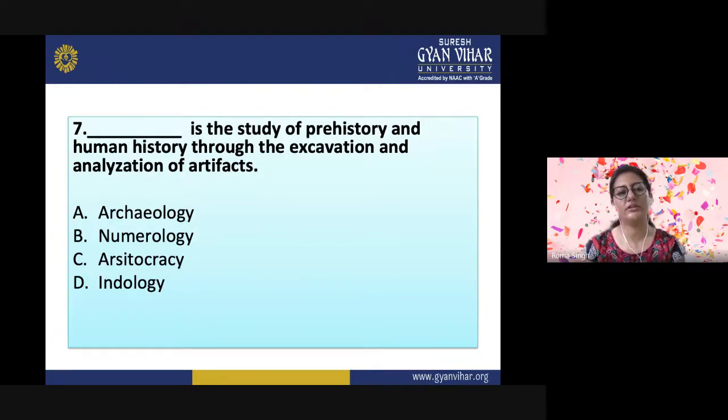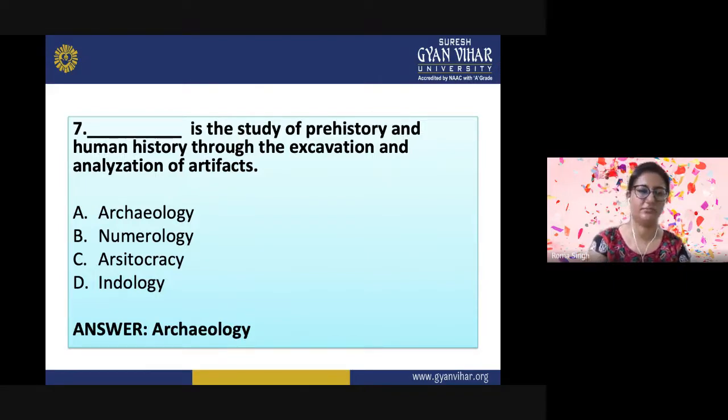The next question is dash is the study of prehistory and human history through the excavation and analyzation of artifacts. So what kind of study this is known as? The options are archaeology, numerology, aristocracy, or Indology. So the correct answer is archaeology, which deals with the excavation of the past sites, ancient sites, and the persons who do this kind of study are known as the archaeologist.